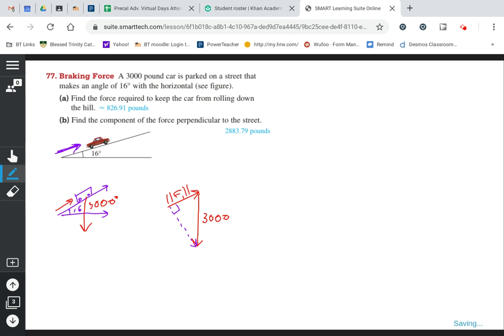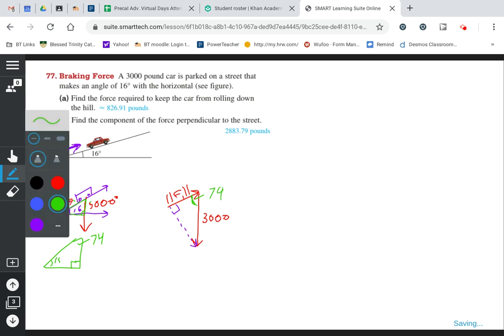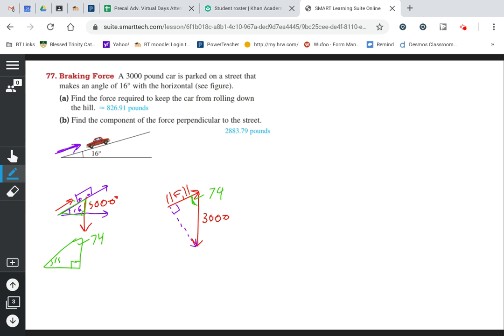Looking at this, just so we can visualize it. This right here, guys, is a right triangle. So that triangle, we know right here is 16 degrees. We know this is a right angle, which means this angle here has got to be 74, which means that this angle right there, acting between the two, as we see here and here, has got to be 74 as well. So now we can actually solve for that force using trig.